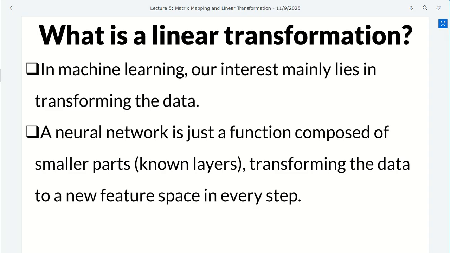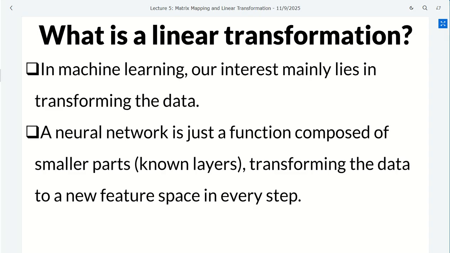Okay, so what is linear transformation? In machine learning, our interest mainly lies in transforming the data. We will see this in our next module, the calculus one, where we'll be dealing with neural networks. In this module, we're not going to talk about neural networks, just linear algebra. When you truly understand linear transformation, neural networks will be very easy, because all the deep learning models are transforming data from one space to another.